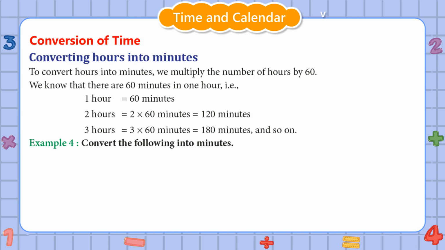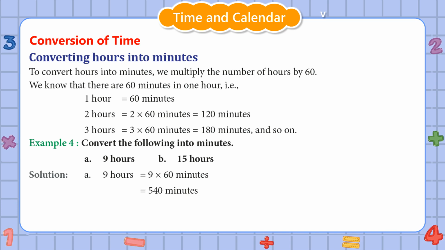Example 4. Convert the following into minutes. A. 9 hours. B. 15 hours. Solution. A. 9 hours is equal to 9 multiply 60 minutes. It is equal to 540 minutes. B. 15 hours is equal to 15 multiply 60 minutes. It is equal to 900 minutes.